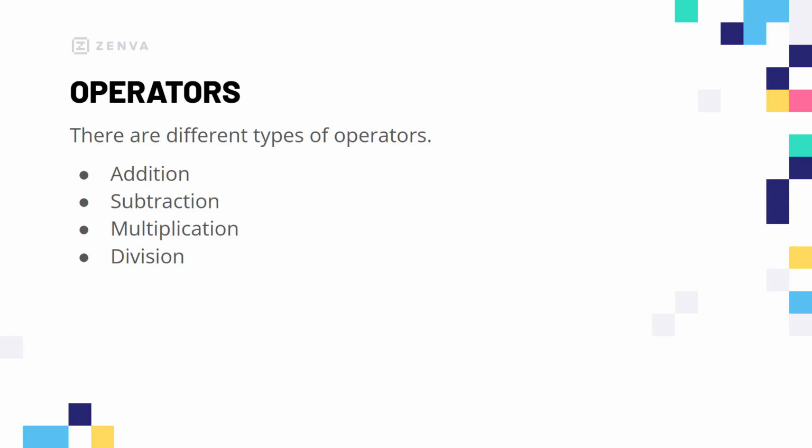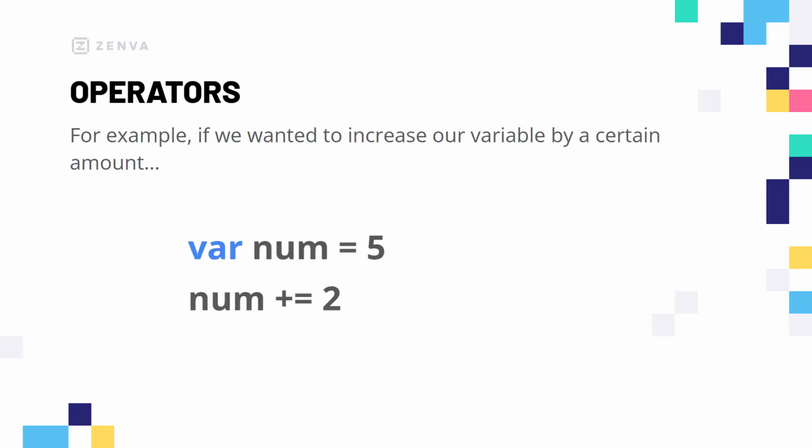If you ever wanted to manipulate numbers in any certain way, pretty much you can do everything with just these 4. Now, let's look at a little example. If we wanted to increase our variable by a certain amount, we would first of all declare the variable, and then to increase it, we would go num plus equals 2. So plus equals basically means we are adding whatever is on the right to whatever is on the left. Now let's jump into Godot and have a look at how we can set this up.